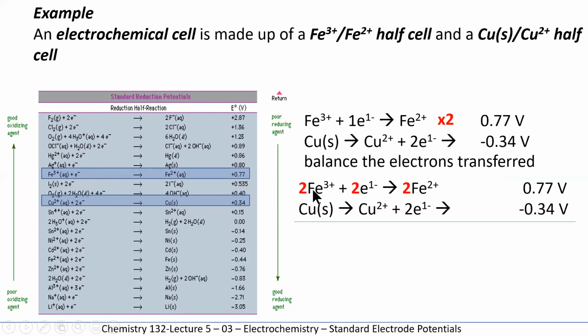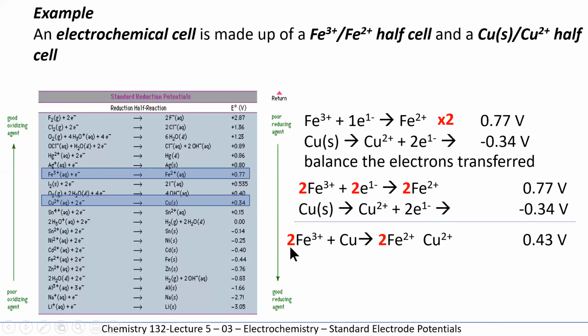So we double the first equation here: 2 ferric ions and 2 electrons combine to make 2 ferrous ions. And the voltages, again, are 0.77 volts. Notice we've changed the 0.34 volts into a minus because it's being oxidized, not reduced. And the difference is 0.43 volts.